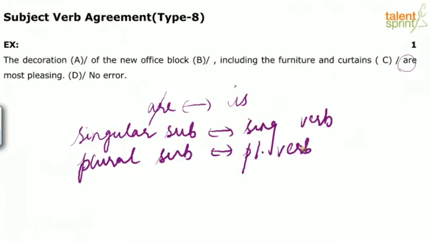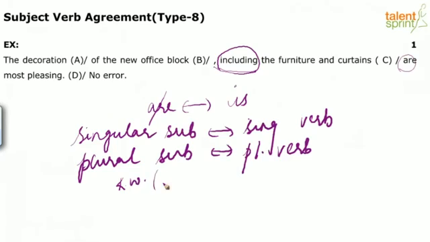Subject is decoration, but what should we do of including the furniture? Absolutely right. I think Vikram had rightly mentioned that because of the word including. When you say including, everything is put together as one. Okay. We are also talking about furniture and curtains. Okay, but the fact that including is there, including is the key word.